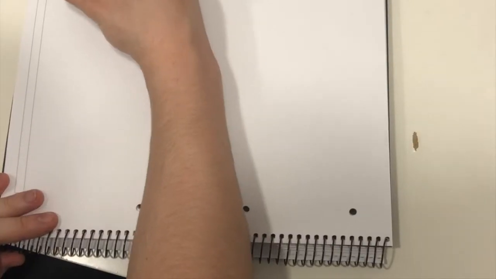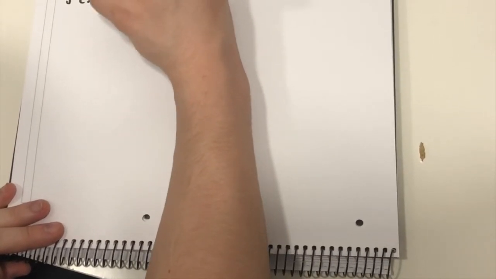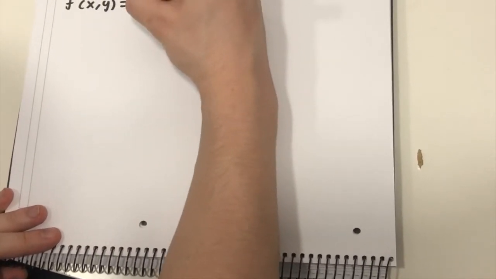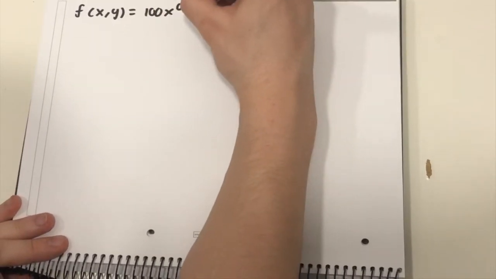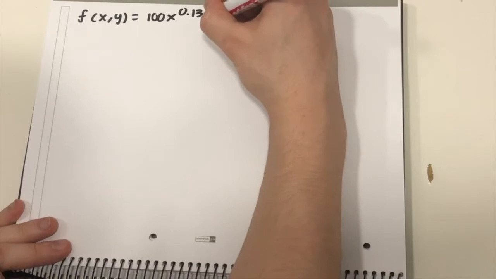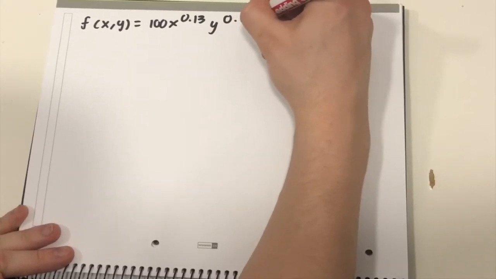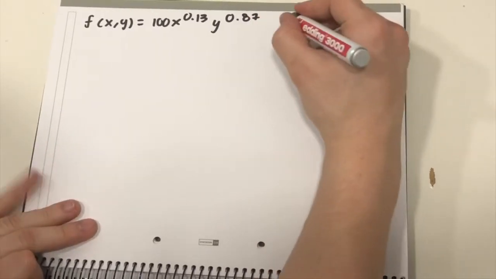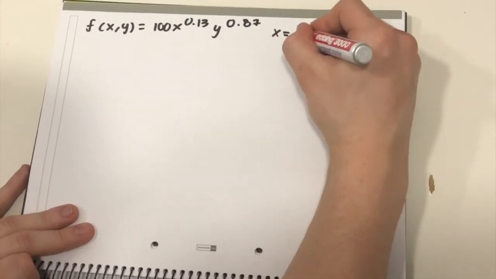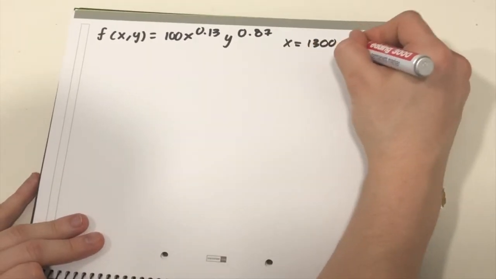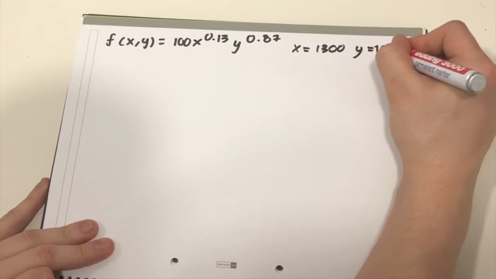So the next step is to find the utility in which we produce. So in order to do that, we need to find the partial derivative of the function with respect to y. So we copy the same function given with respect to x and y, equaling 100x to the power of 0.13 times y to the power of 0.87. And we have the numbers given, x equaling 1300 and y equaling 1400.